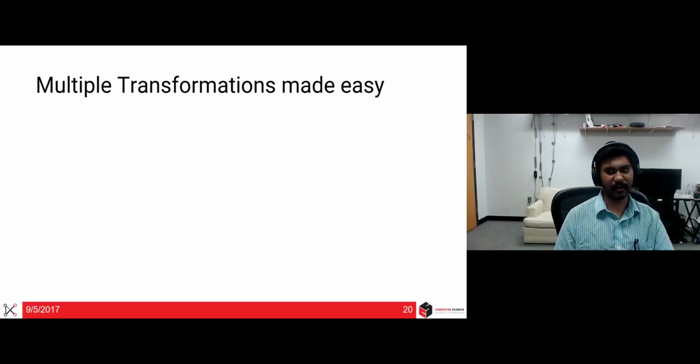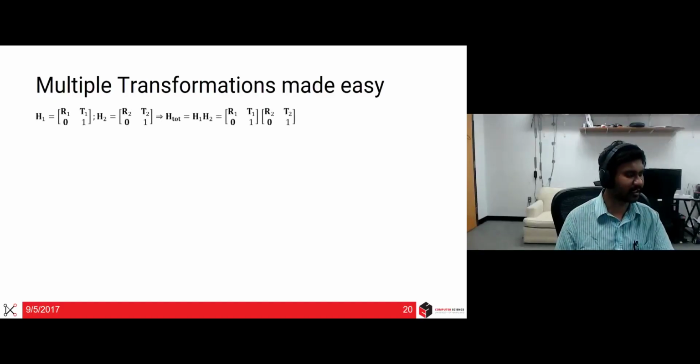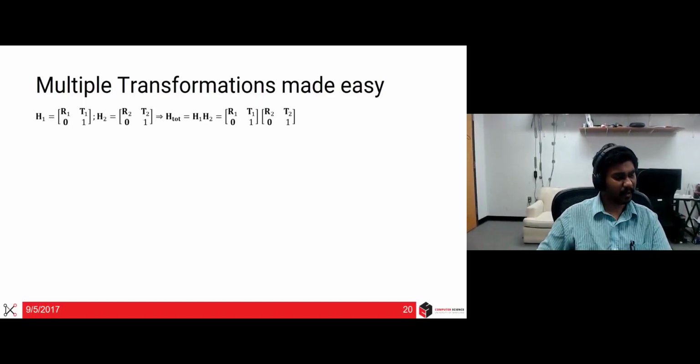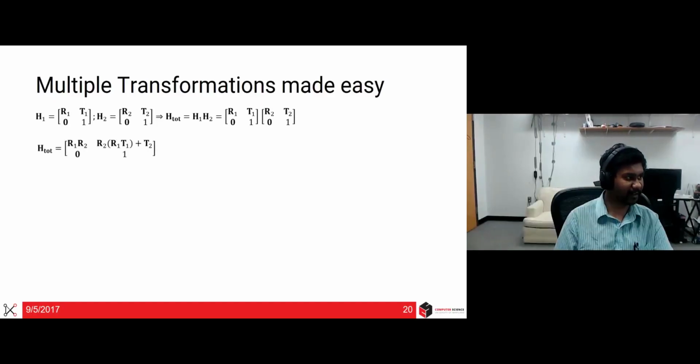Multiple transformations are made super easy if we use homogeneous transformations. Consider homogeneous transformation H1 and homogeneous transformation H2. The total homogeneous transformation will be H1 times H2. So pause the video for a minute and think about whether this is with respect to an intermediate axis or a fixed axis. The answer is it's with respect to the intermediate axis because it's post-multiplied, and all the same laws hold here too. If you derive H total, it would be an algebraic mess and it would look something like this.